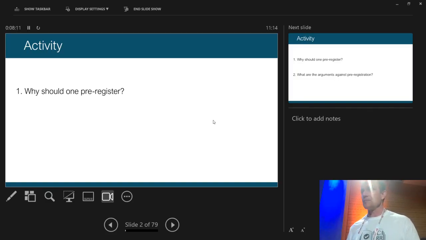Academics are generally pushed for time, so why should we be doing this? Do you want to just think about that with your group and come up with the strongest answer that you can?